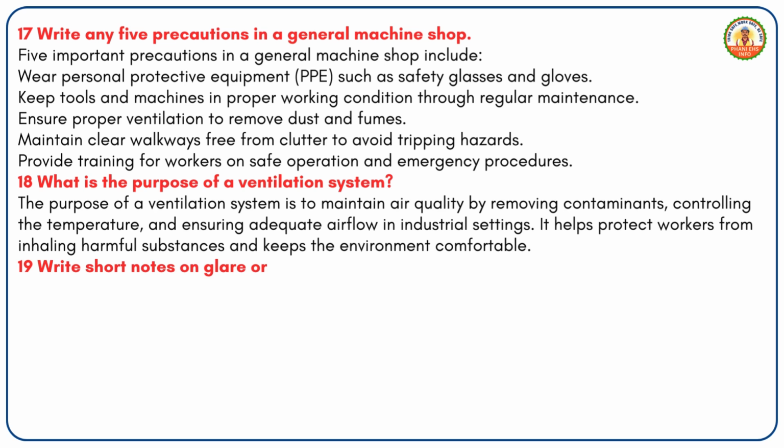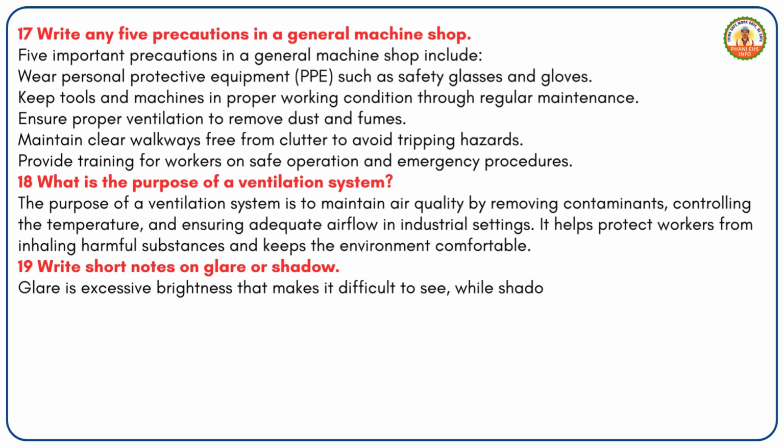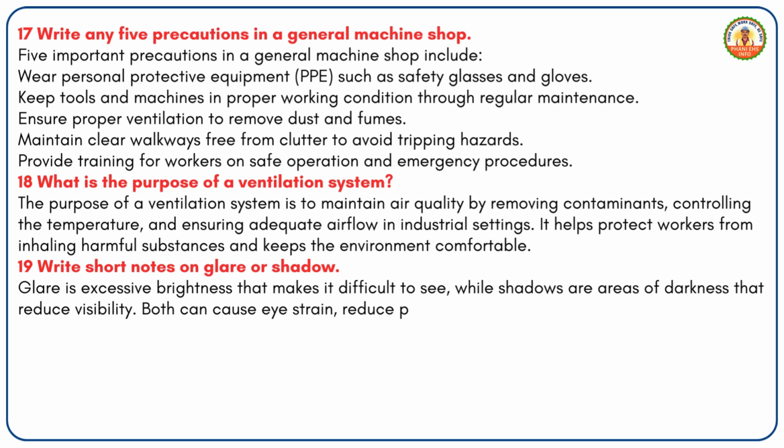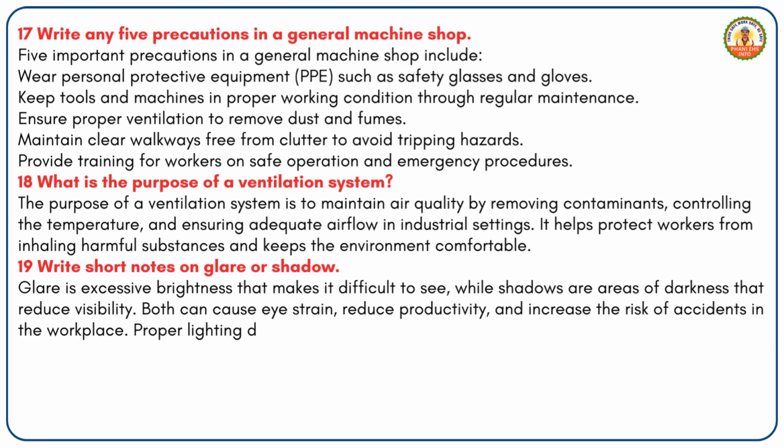19. Write short notes on glare or shadow. Glare is excessive brightness that makes it difficult to see, while shadows are areas of darkness that reduce visibility. Both can cause eye strain, reduce productivity, and increase the risk of accidents in the workplace. Proper lighting design can help mitigate these effects.